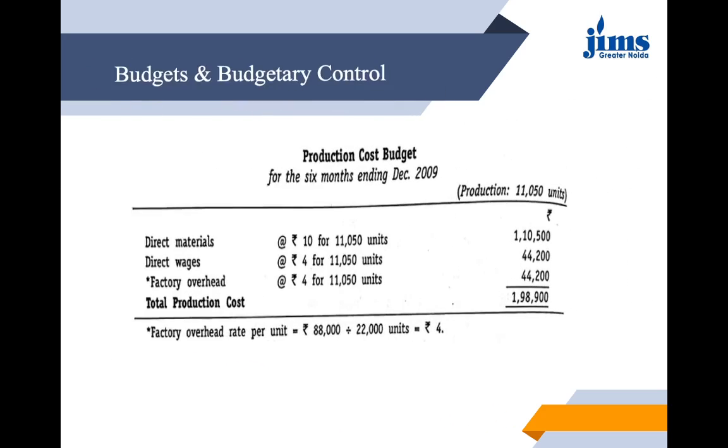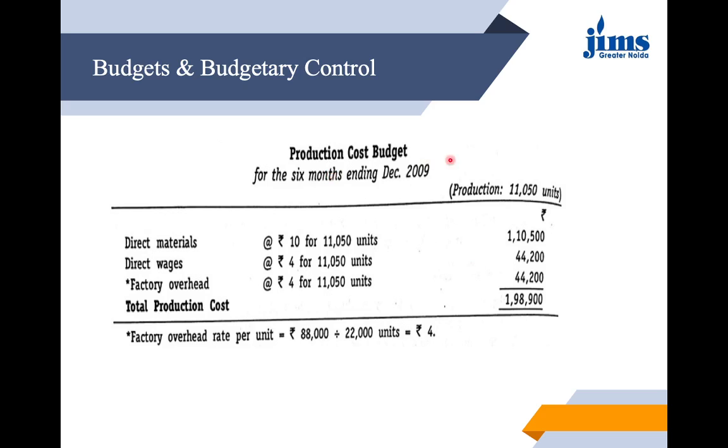Then at the end you can see how to have the production budget. A total of 11,050 units we have found through the production budget because it expresses the quantity, and now we can calculate the cost. Direct material is at the rate of rupees 10, direct wages at the rate of rupees 4, production overheads are also given to us. Finally 1,98,900, and you can even check how we have obtained these factory overheads. In total they have given us 88,000 for 22,000 units. So that way we have used and calculated it.